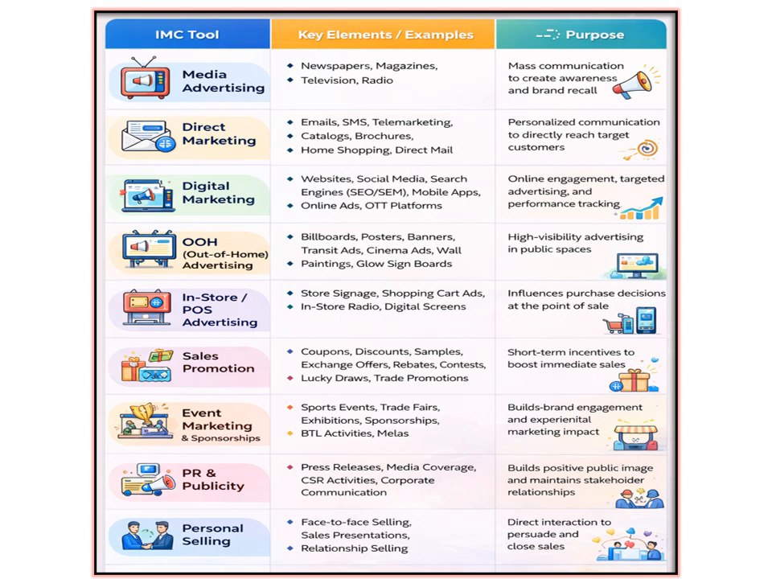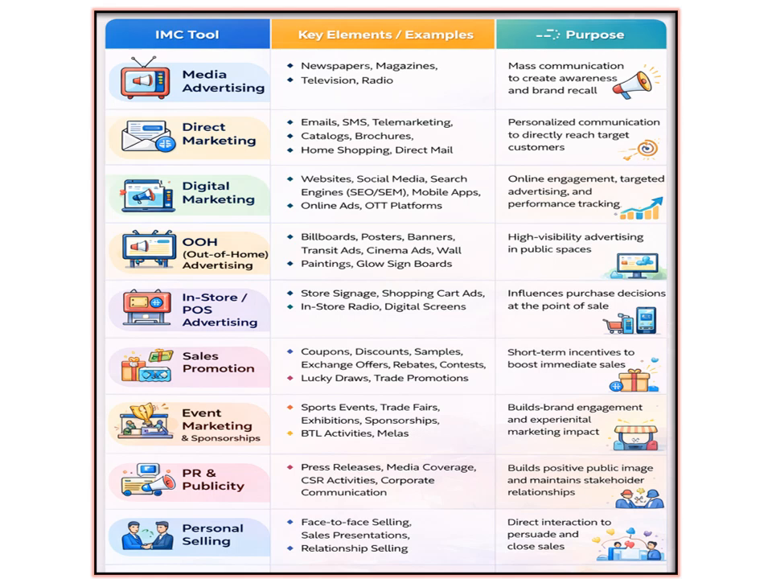Now some more IMC tools or some other small elements or additional elements are discussed like media advertising, direct advertising, digital marketing, out of home advertising, in-store or POS advertising, sales promotion, event marketing, public relation publicity, personal selling. Although we have talked about all these different elements in detail, on your screen you can have some more content, some more idea about this, just to have a summarized look about these elements.